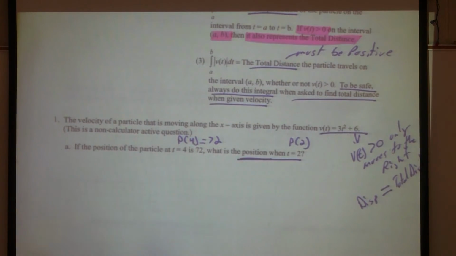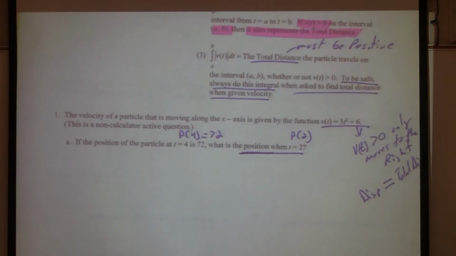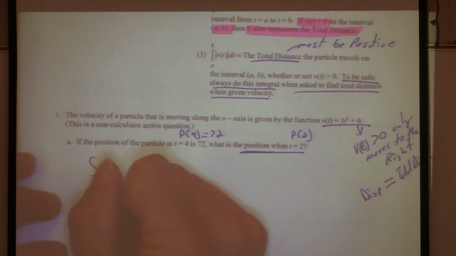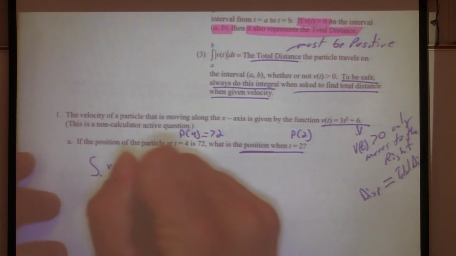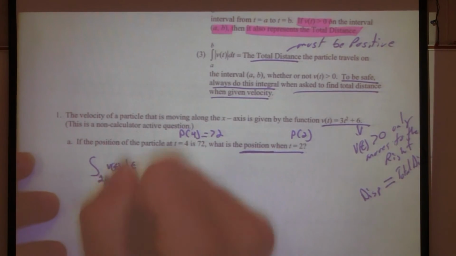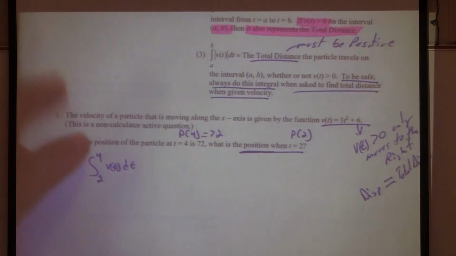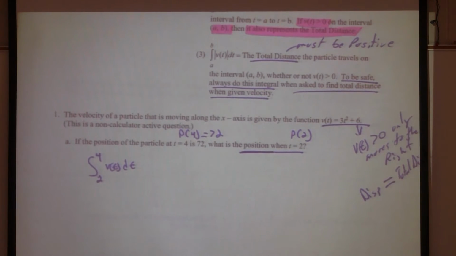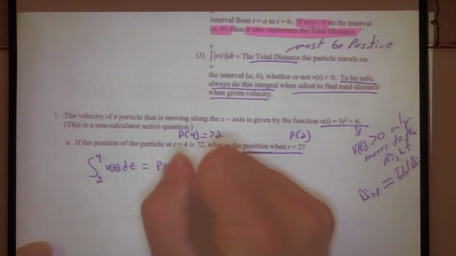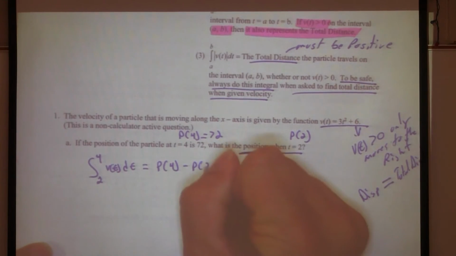p of 4 is 72, right? So can I set up an integral that will spit out an equation that has p of 4 and p of 2? Yeah? Alright, can you tell me what that integral would be? Integral of v of t dt, from where to where? From 2 to 4, very good. Small to big, right? Or left to right. And what would that end up equaling? P of 4 minus P of 2, beautiful.